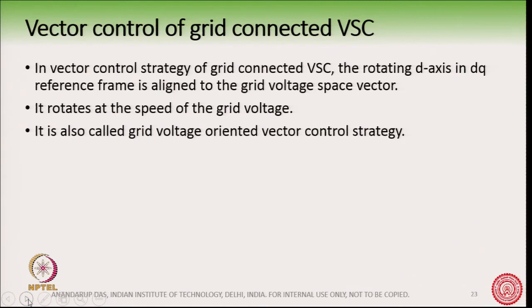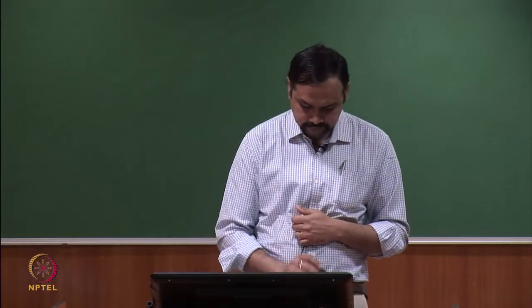We have some advantages if we do that, which we will see. This is called the grid voltage oriented vector control strategy, and this is nothing new. It all comes from machine control, for example induction machine control, and that is why the word vector control is still used here. So we are aligning the D axis with the grid voltage space vector.